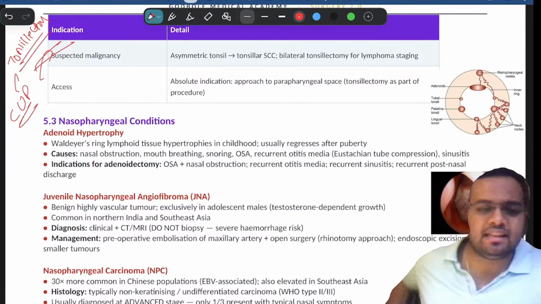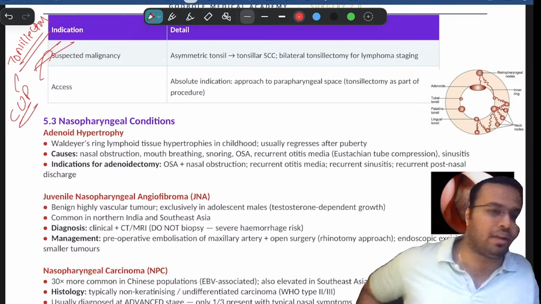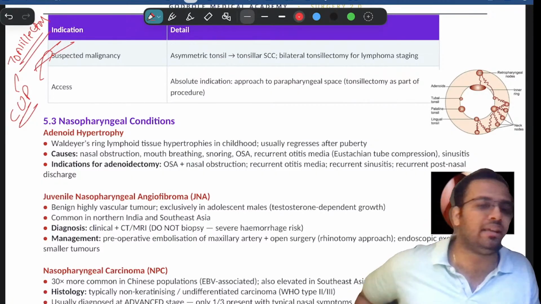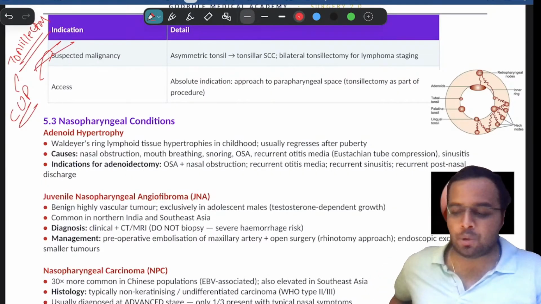So what do they say? In CUP, there are a lot of protocols. All the oncological surgeons, head and neck surgeons are going to tell you one thing. Onco surgeons are going to tell you one thing. ENTs are going to tell you one thing. So all the protocols are still under trial. There is no fixed protocol. But what do they say?